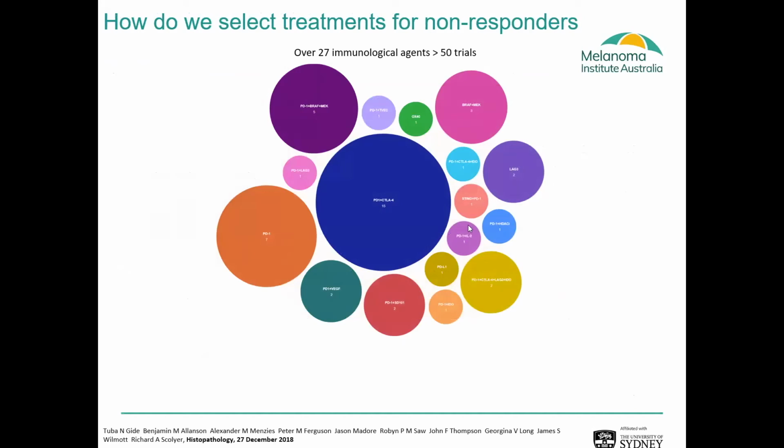It's a major problem. Even if we can identify which patients are unlikely to respond to the standard of care therapies and need another type of therapy to save their lives, there are multiple other agents that are able to be given to these patients. So at the Melanoma Institute Australia, we have over 27 immunological agents in over 50 clinical trials. So picking which drug is right for each patient is a major problem facing clinicians, and it's something we're trying to address.